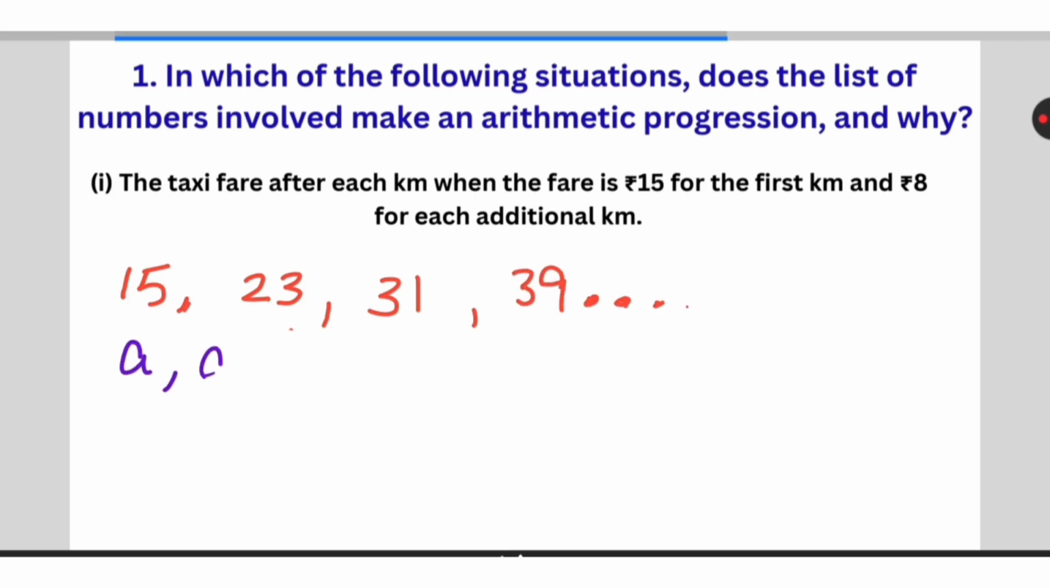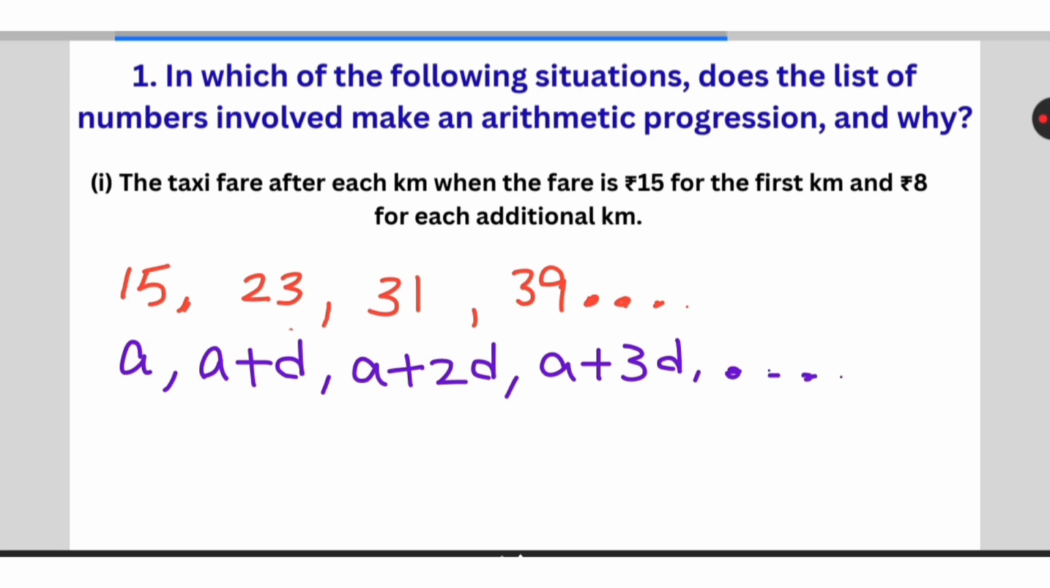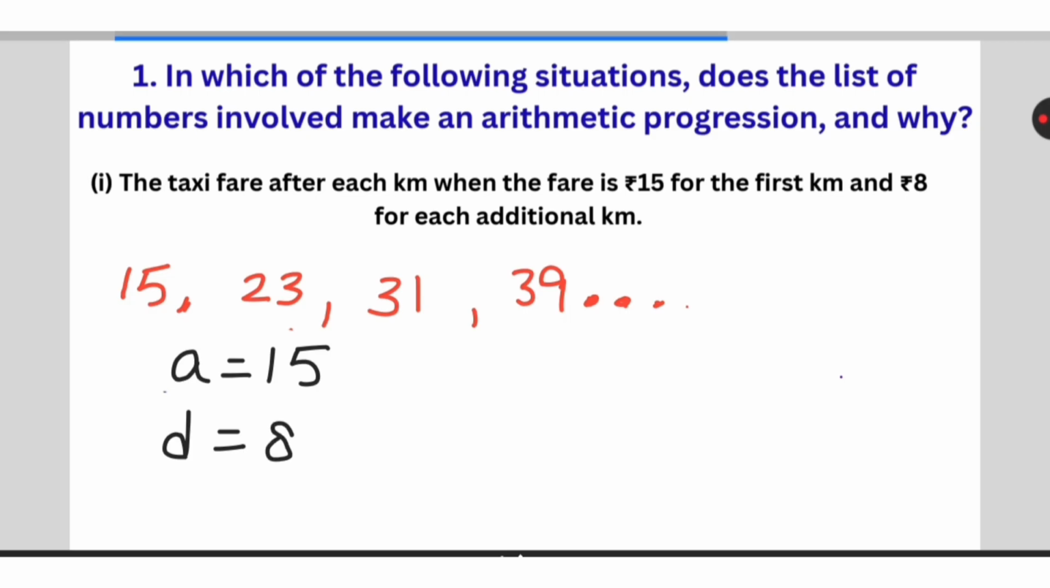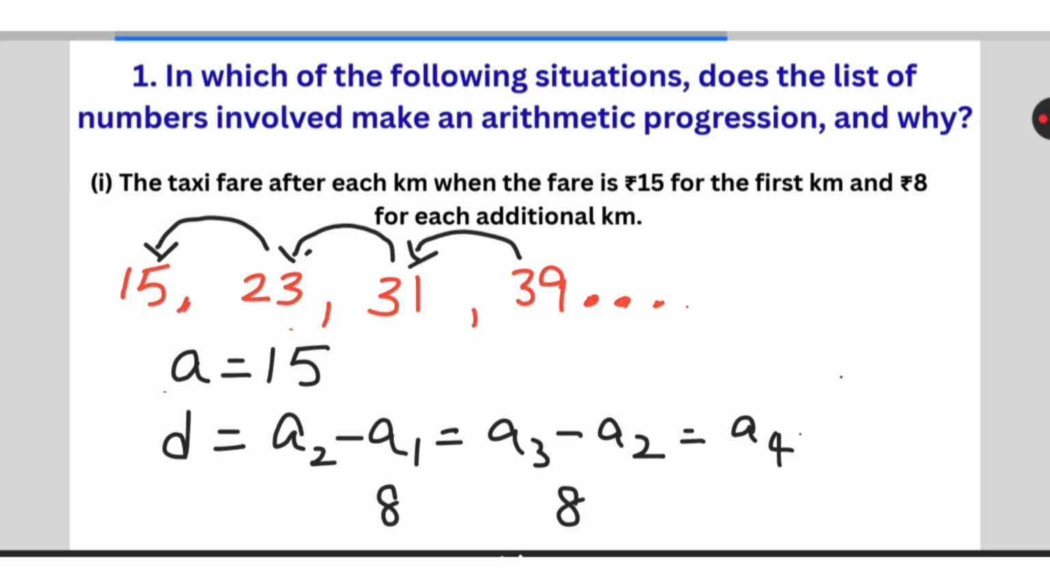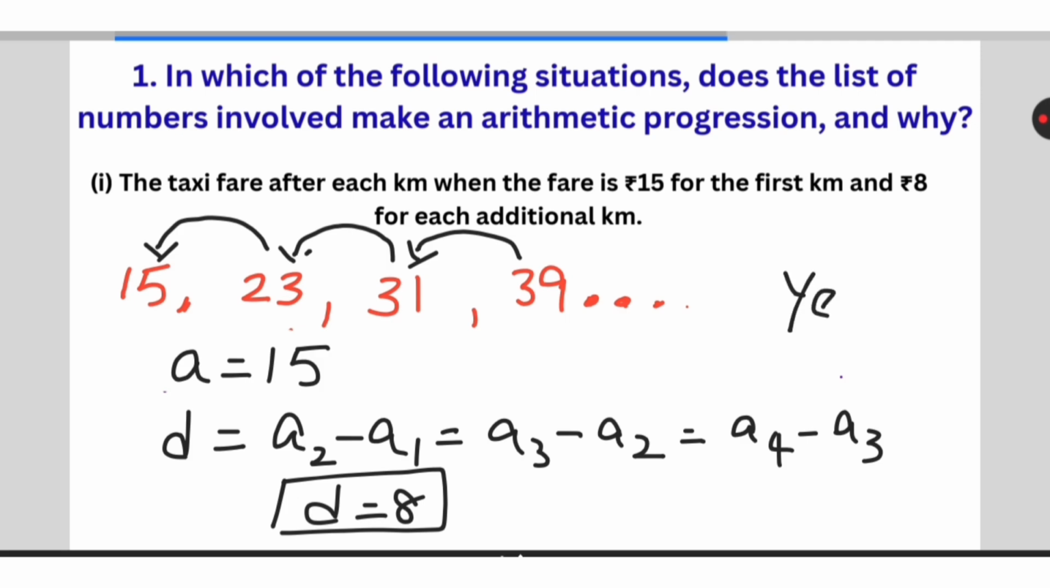It is in the form of a plus d, a plus 2d, a plus 3d and so on. So always the arithmetic progression is in the form of a plus d, a plus 2d and a plus 3d and so on. From here we can say that a is 15. If you check a2 minus a1, which is 8, and also if you check a3 minus a2, that is also 8. If you check a4 minus a3, the difference is also the same. So everywhere the difference is the same. That means the common difference d is 8. That's why this series forms an AP, because the difference between consecutive terms is constant, which is 8. So the answer is yes, it forms an arithmetic progression.